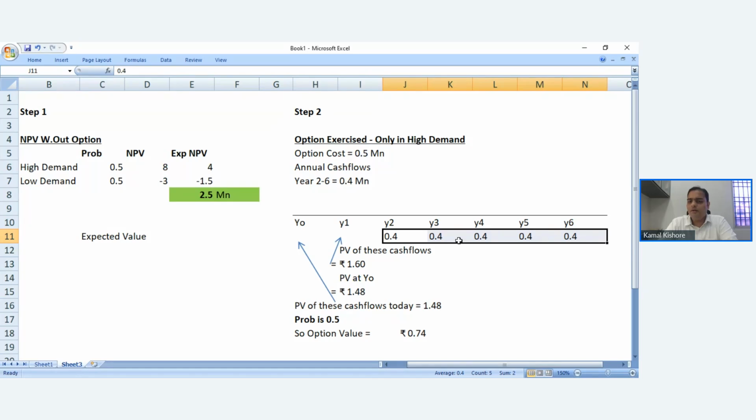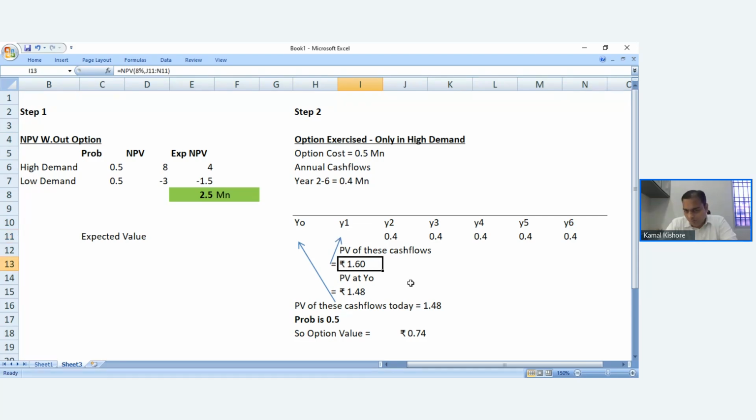What I need to do is calculate the present value of these cash flows at this point in time, right? Because here only you are expanding. You're expanding at the end of the first year, right? So what is the present value of these cash flows? Using your cash flow formula in your CFA calculator or any present value concept, you can arrive at this 1.6. But this is the number at this point in time.